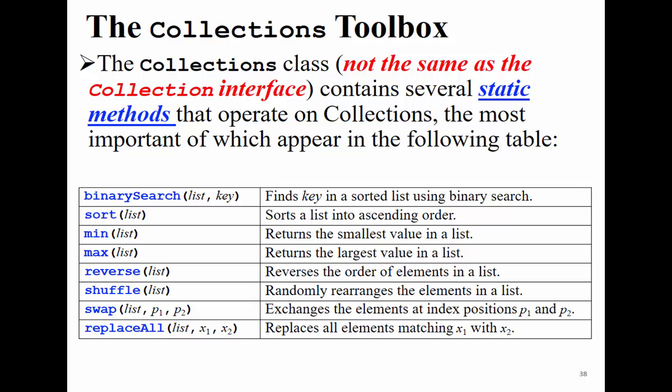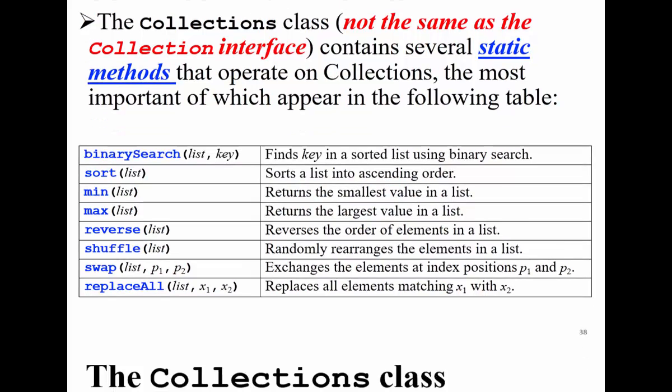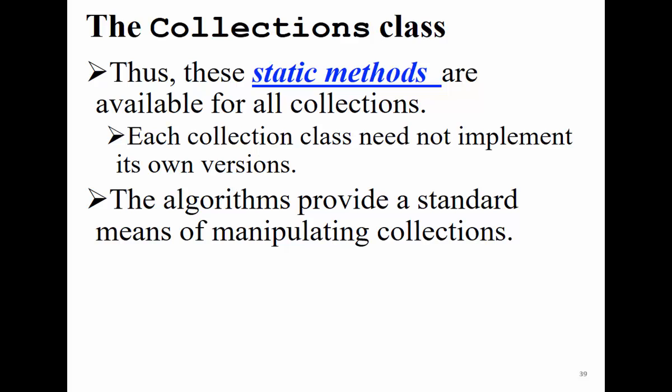Reverse. You can reverse the list. All these are static methods that can work with any type of list. Okay? You can swap, you can replace, you can shuffle the elements inside the list. So these are static methods, again, to make sure that we can call them by using the name of the class, Collections. We don't need to create an object.